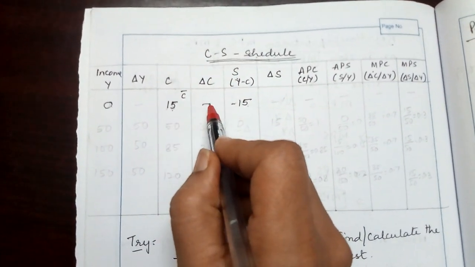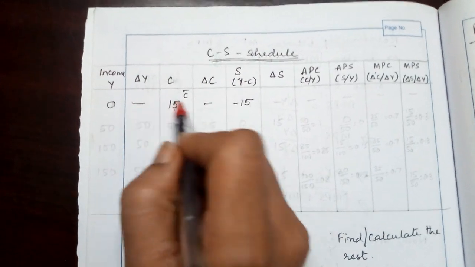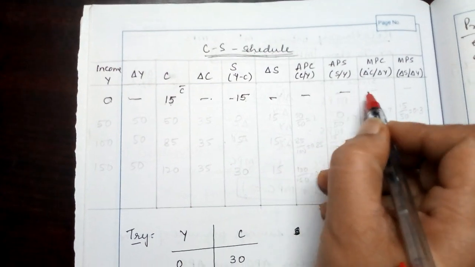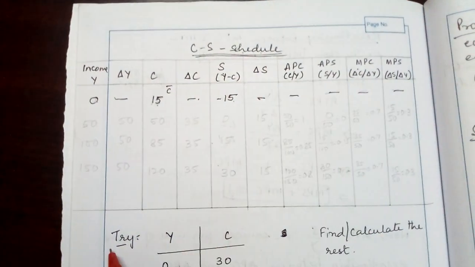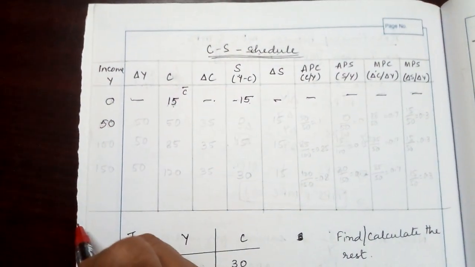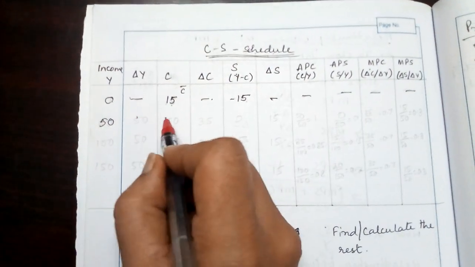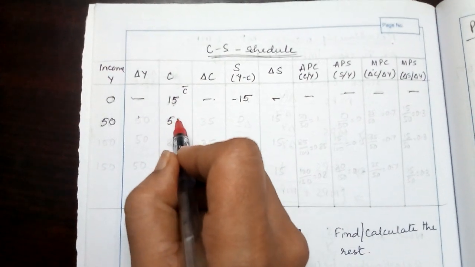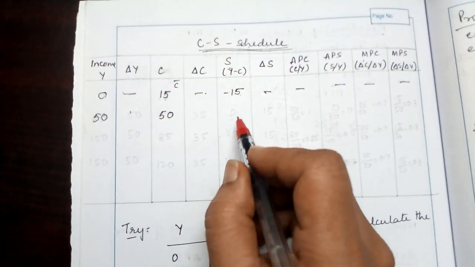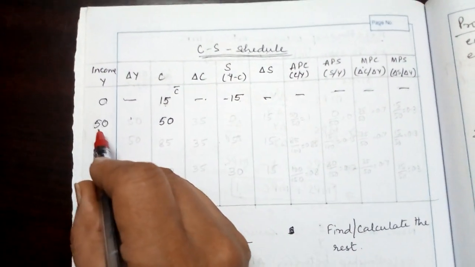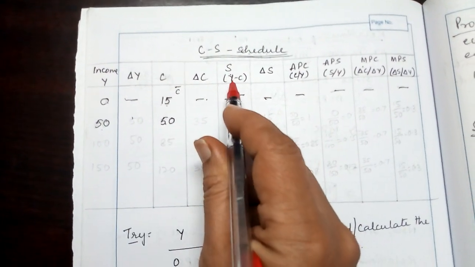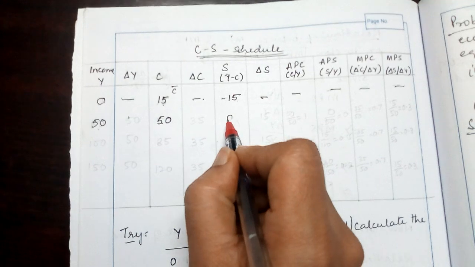Now since there is no change in income, no change in consumption, there will be no change in saving, and hence all these will be dash. Now when the income increases to 50, consumption is 50. And hence, what will be the saving? When income is 50, consumption is 50, saving will be income minus consumption, which is equal to 0.